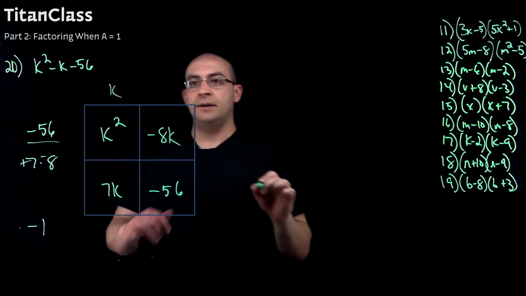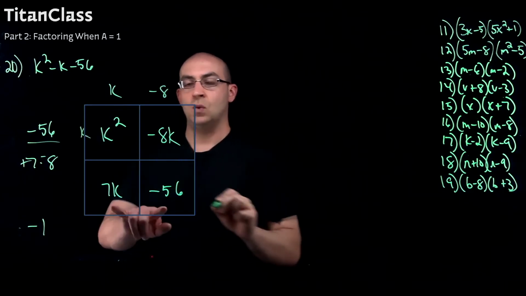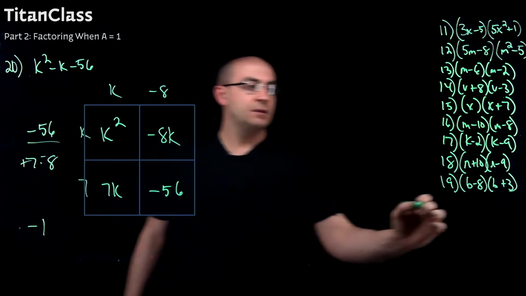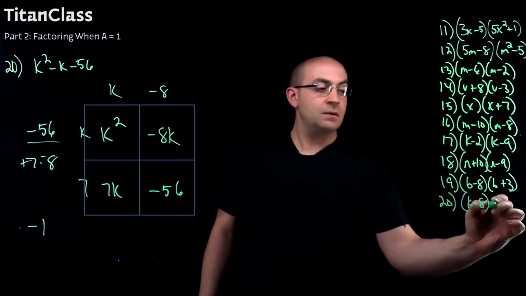K comes out. Negative 8, k, 7, factors. K minus 8, k plus 7.